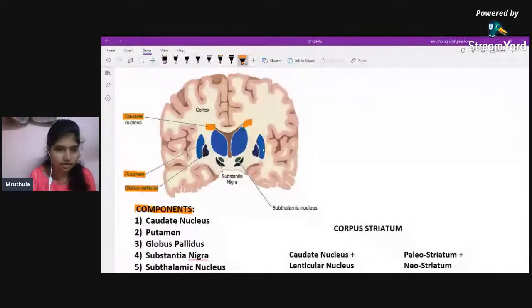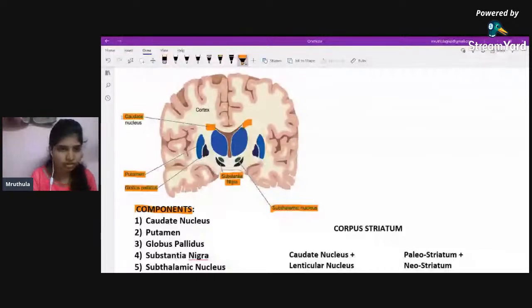Then, we have got a structure called substantia nigra. And just above the substantia nigra, we have the subthalamic nucleus, or the other name of subthalamic nucleus is subthalamic body of Luys. Okay, I'll just show you the word in a different place. Now just know the names. One more thing, basal ganglia is a bilateral structure, so the left side is symmetrical to the right side.